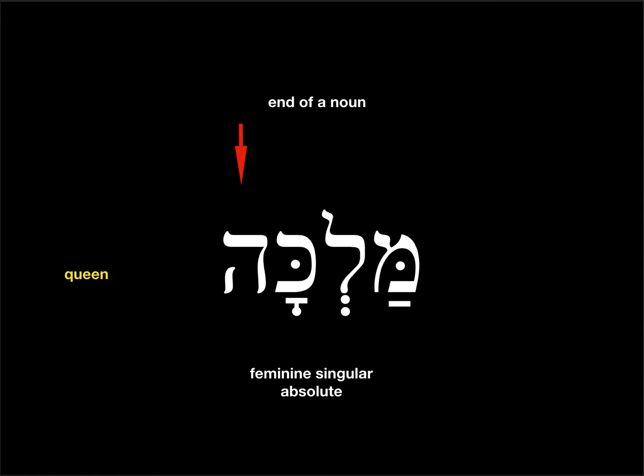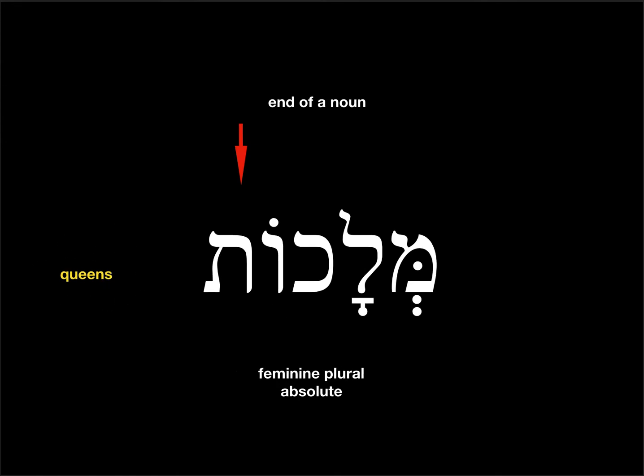If we have an a at the end, we still have the word melech, but now it's malcha. The long a sound is a feminine sound, therefore this is a feminine word in the singular number and the absolute state. So this is a feminine king, in other words, in English it would be queen.